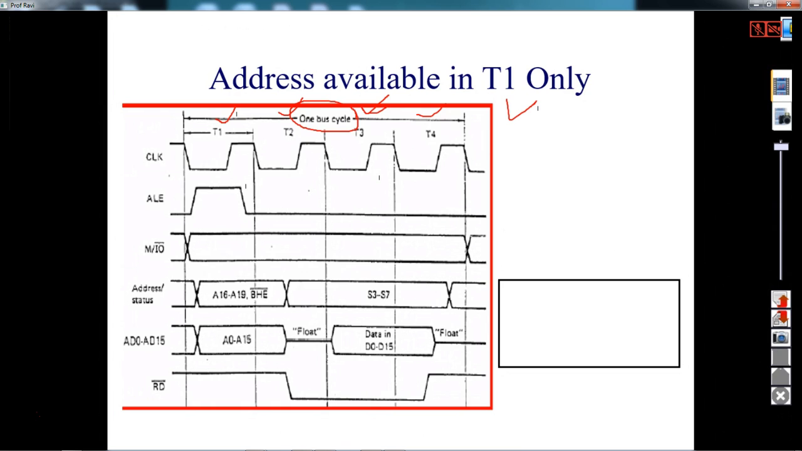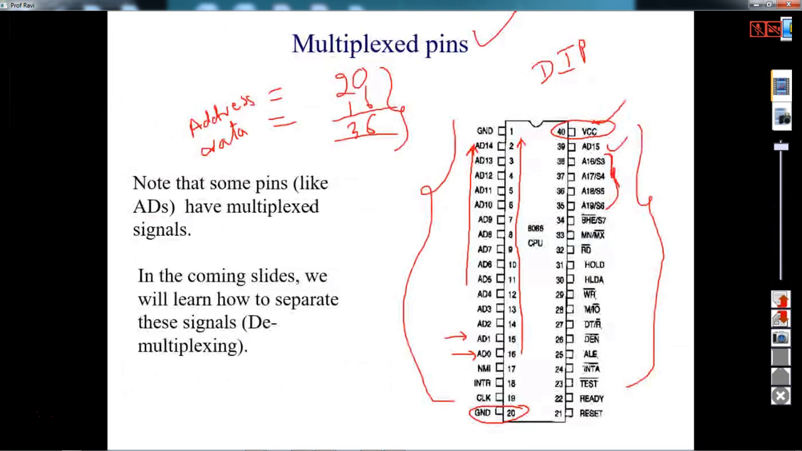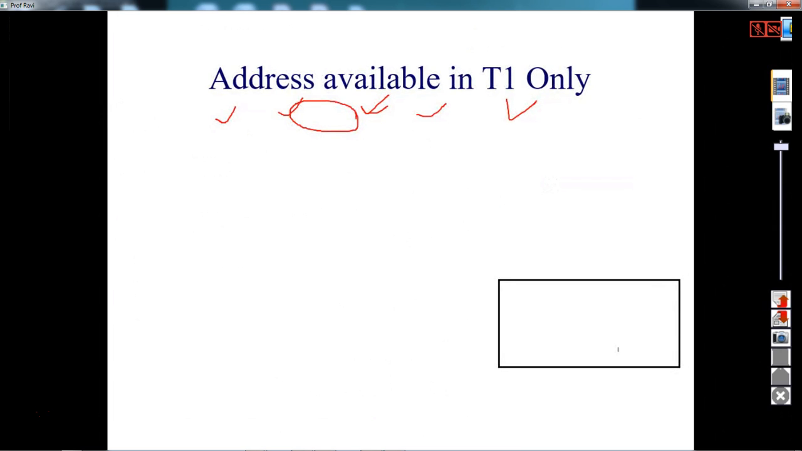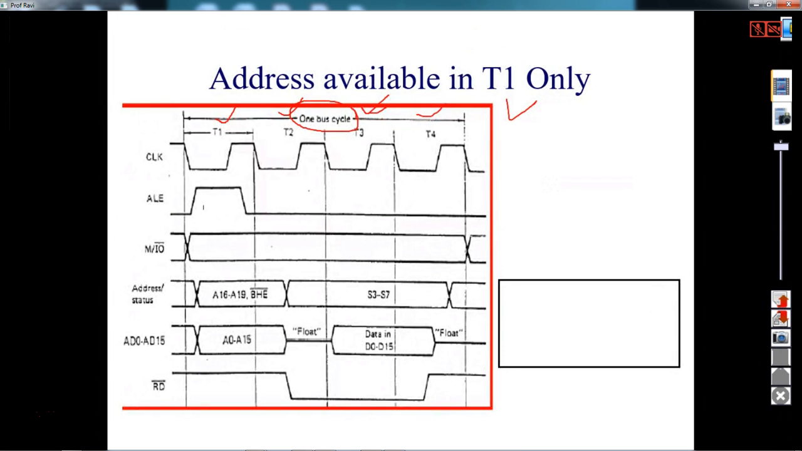The processor has one more pin which is called ALE, address latch enable. The 25th pin here is ALE, the address latch enable. The processor generates the ALE signal, which is a high signal, during T1.